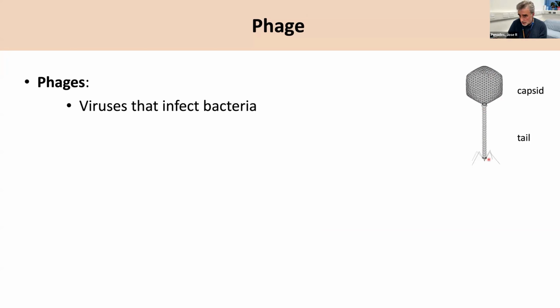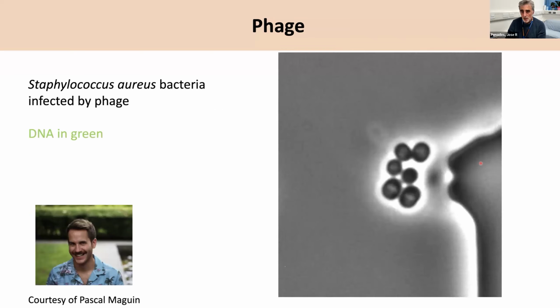At the end of the tail, there is a structure that will recognize specific receptors on the surface of the bacterial cells. The phage will bind to these receptors via the tail, and then the DNA will be injected. Usually when viruses inject their DNA, the bacteria will die.